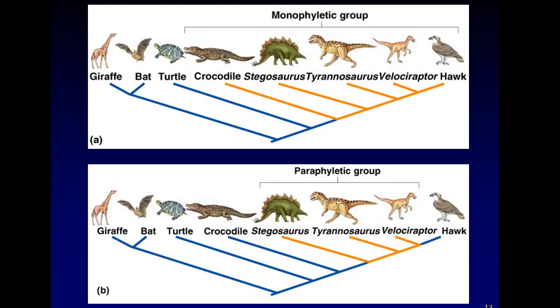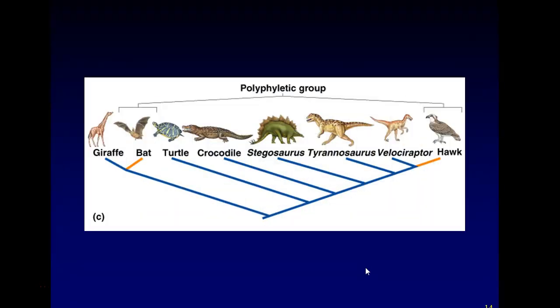So we're looking at here, we have a monophyletic group. Okay, here's a clade. Here's a paraphyletic group. Normally looking here. And an example of a polyphyletic group.